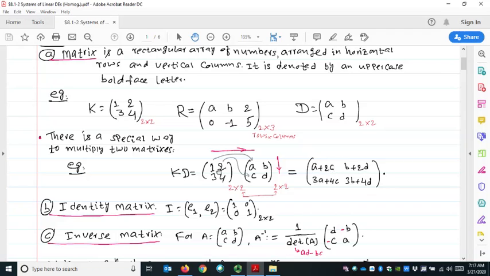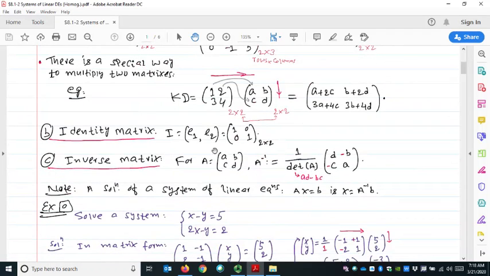And then the next here, 1 times B plus 2 times D. So B plus 2D goes there. Similarly, in this spot, 3 times A plus 4 times C, 3A plus 4C. Similarly here, 3 times B plus 4 times D, 3B plus 4D goes there. Great.